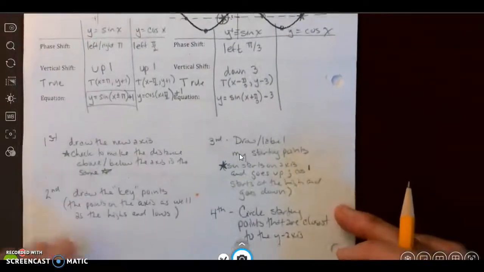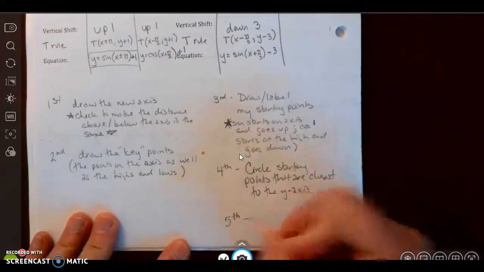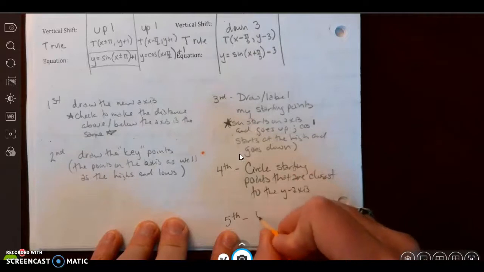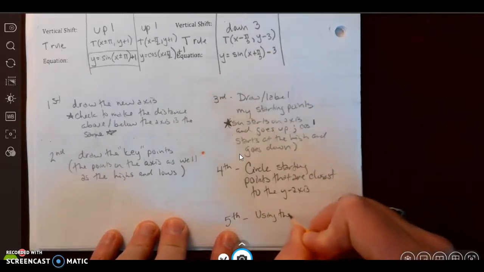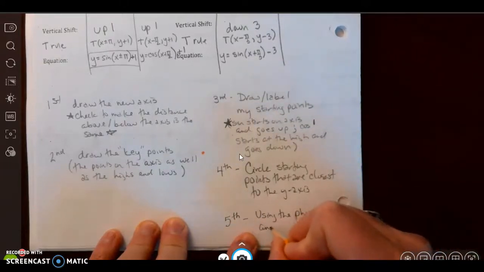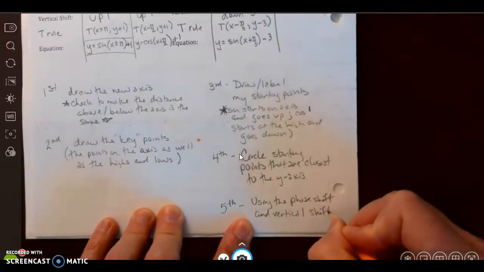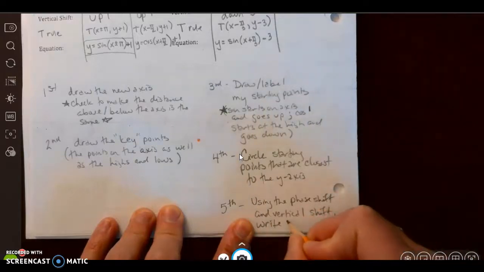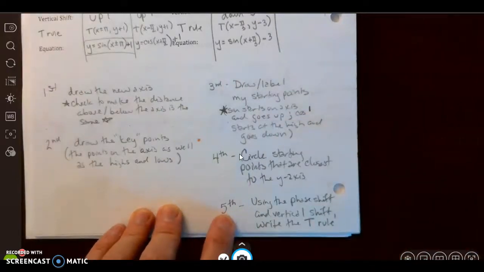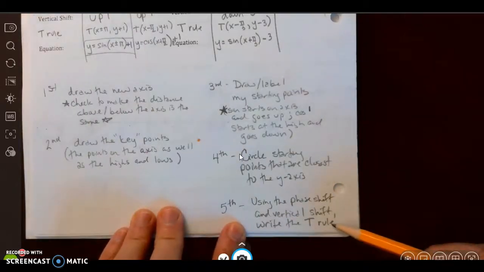So I wonder if we should write a fifth step here. I'm just thinking of when you have to do this without my instruction, your next step would be: using the phase shift and vertical shift, write the rule, the translation rule. That's what the T stands for. And notice I didn't say anything lies, because in the rule nothing lies. So that would be your fifth step.